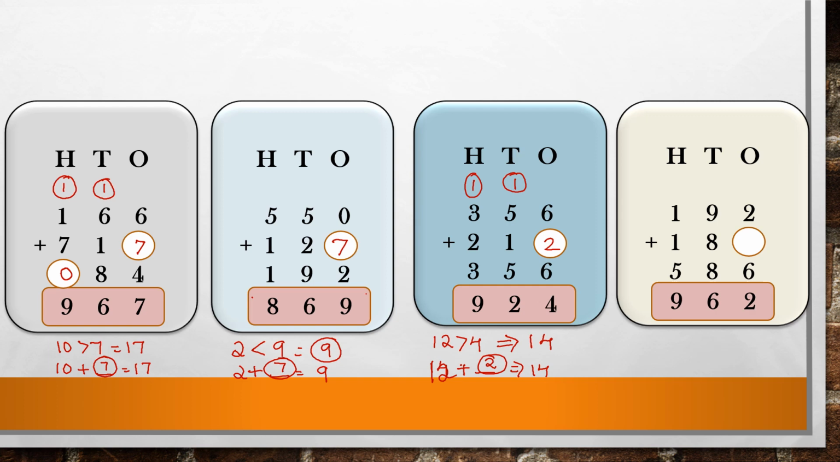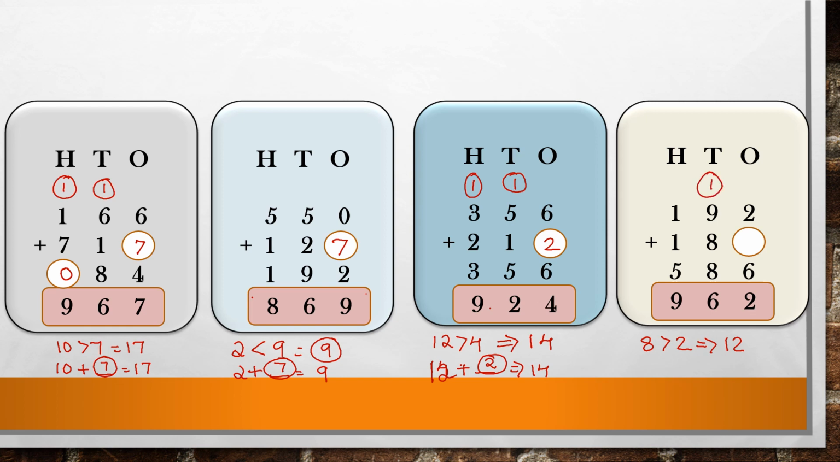So here we have the next one, that is 192 plus 108 in a circle plus 586. So let's check 6 plus 2. 6 plus 2 is 8. 8 is greater than 2. Consider 2 to be 12. So carry 1.